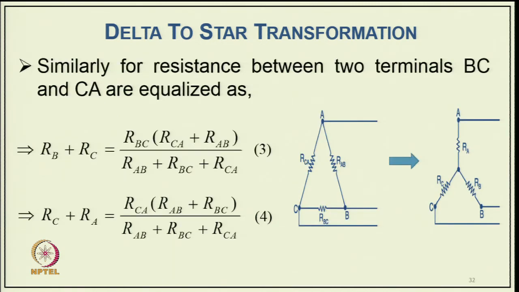Similarly, you can write 2 more relations between the terminal resistances of the 2 terminals BC and CA. For the terminals between B and C, it will be RB plus RC equals RBC times (RCA plus RAB) divided by RAB plus RBC plus RCA.